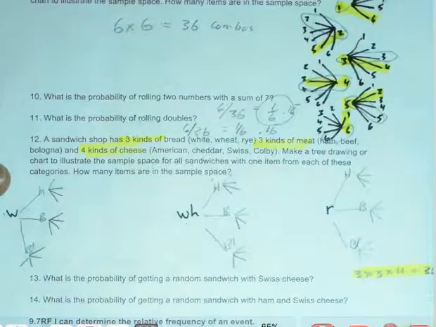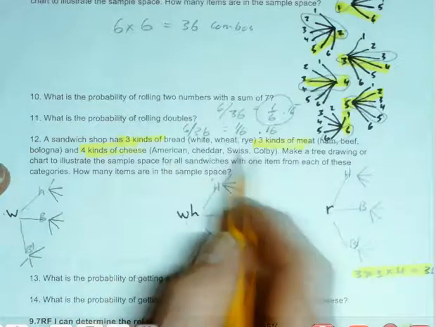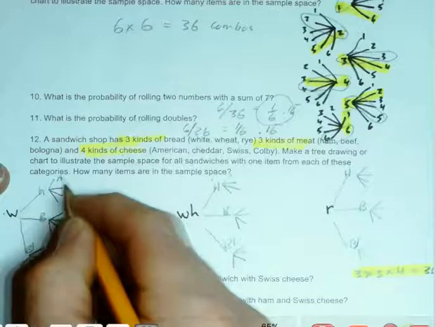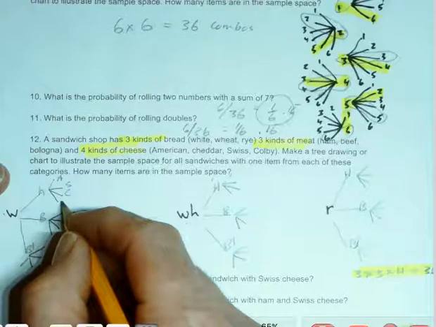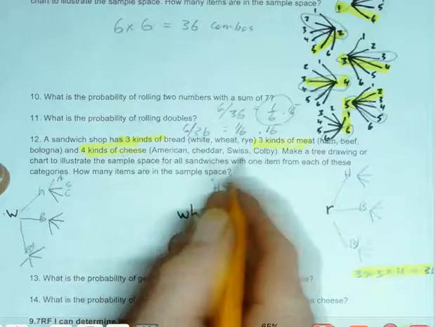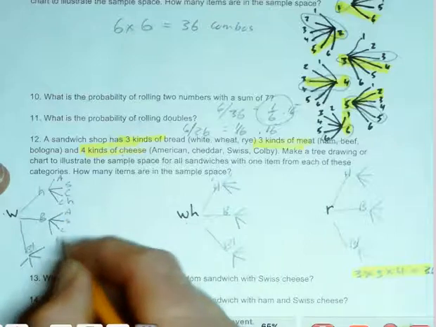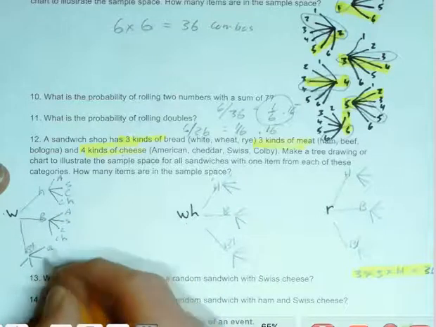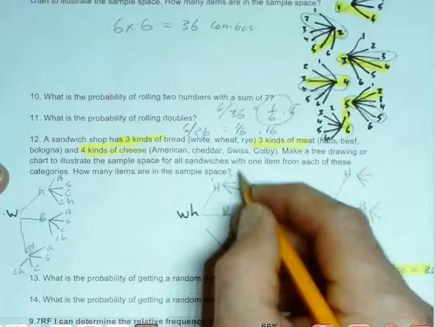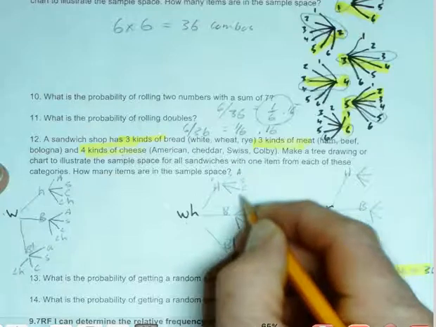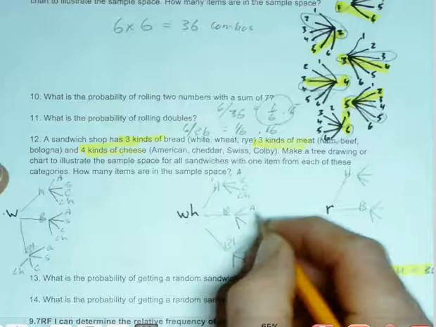Okay? Let's see what else. They could have 4 kinds of cheese: American, cheddar, Swiss, and Colby. So that could be American, Swiss, Colby, or cheddar. And we can just label all of these: American, Swiss, Colby, and cheddar.